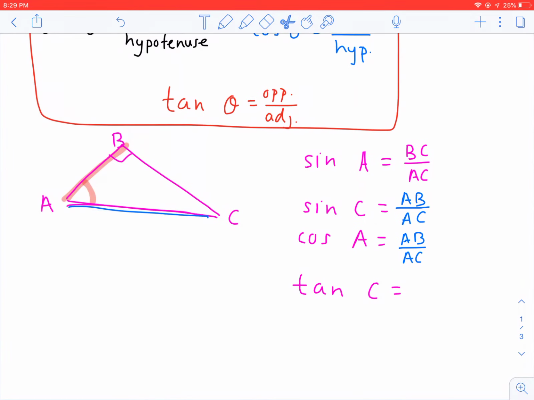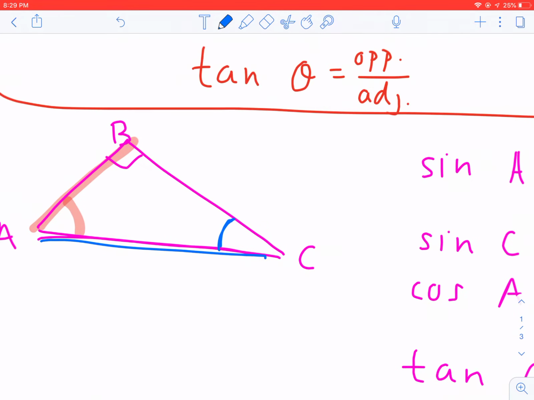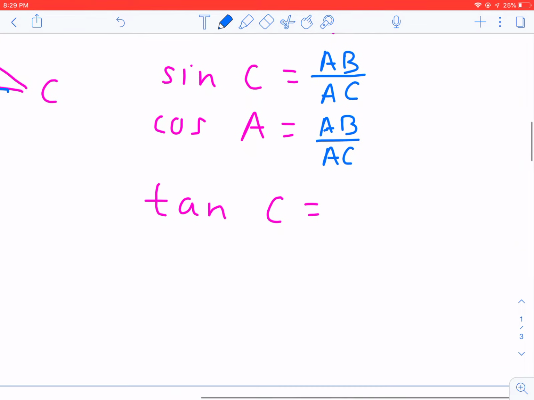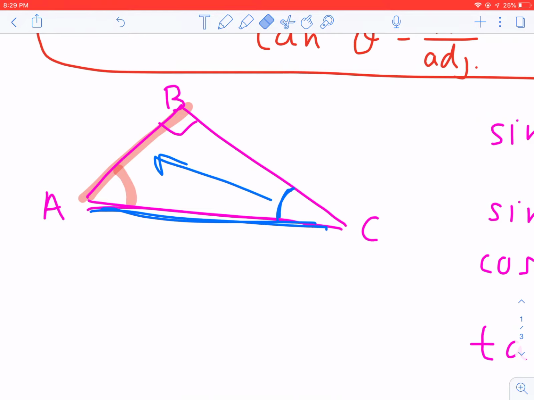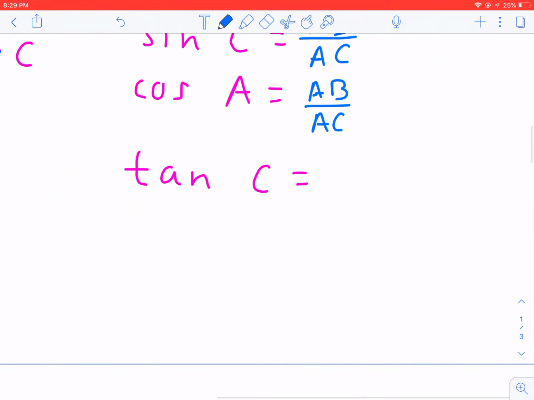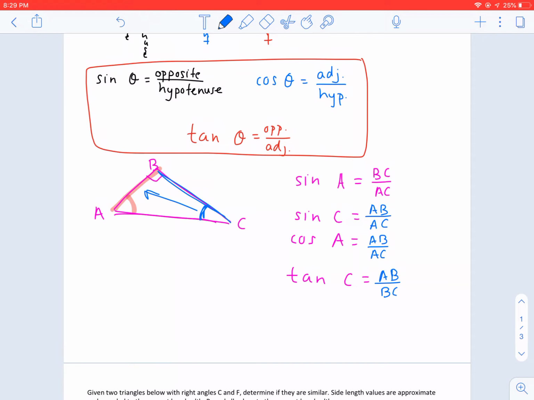And tangent of C, so now angle C, that's going to be opposite AB over adjacent AC. Sorry, I keep doing that. Adjacent is not AC. AC is our hypotenuse. If we're looking at angle C, our adjacent side here is BC. So sorry, AB over BC. All right, good. So those are just some definitions.